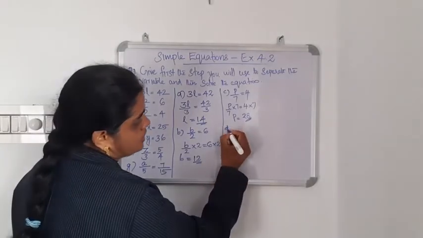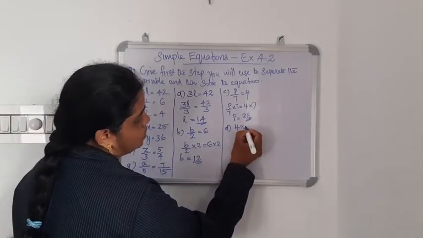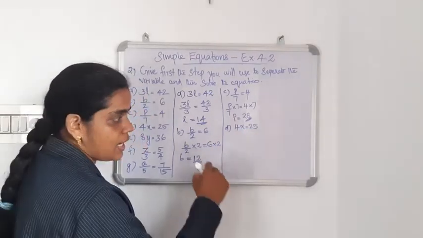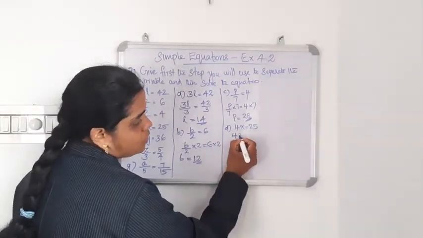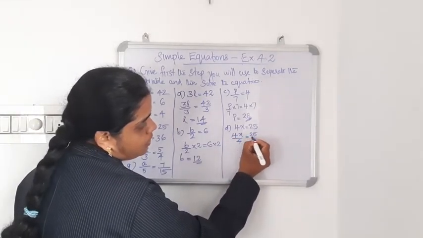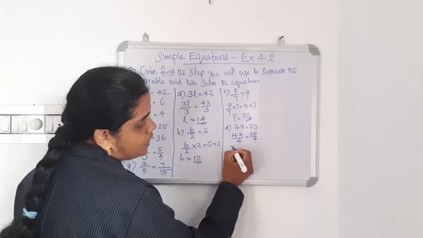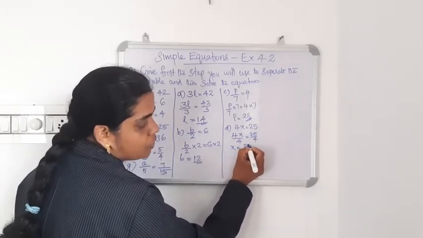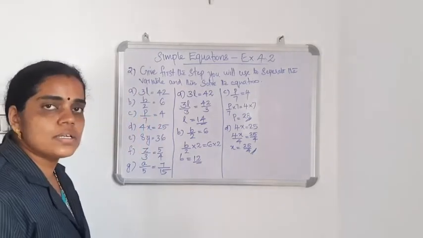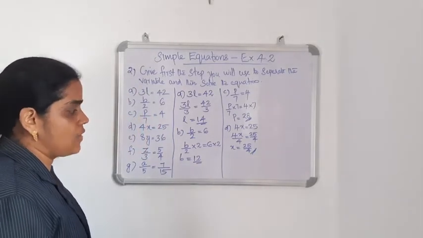Then D question, 4x equal to 25. Here it is multiplication, so we can divide by 4. So 4x by 4 equal to 25 by 4. So x equal to, all of you know 25, we can't divide by 4. So the answer is 25 by 4 itself.